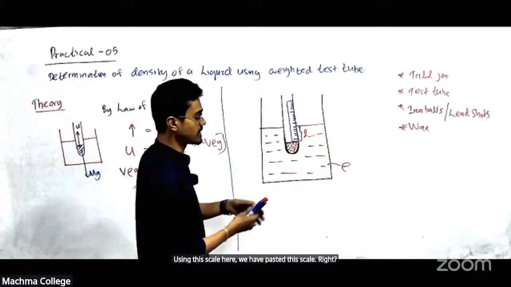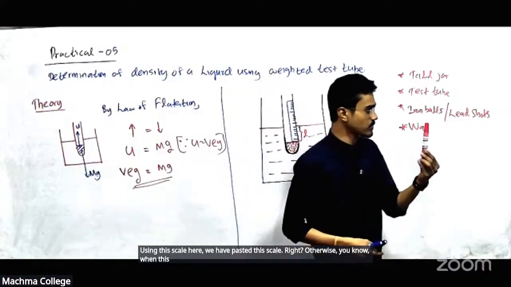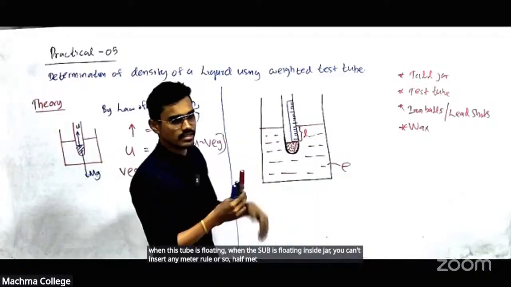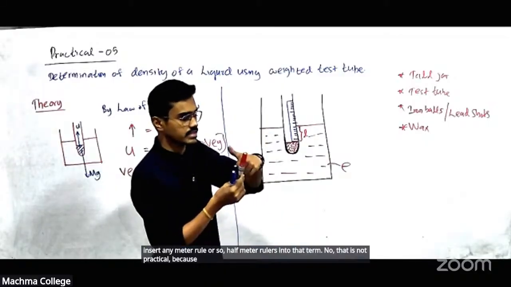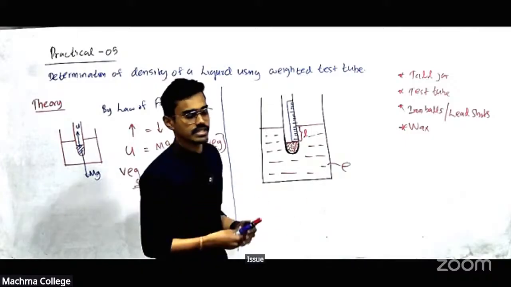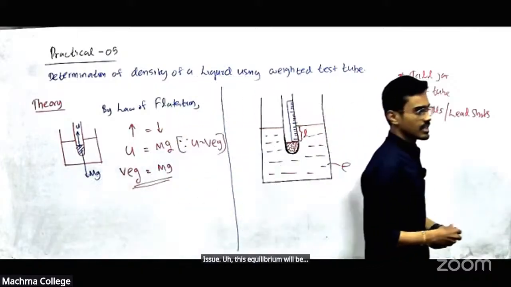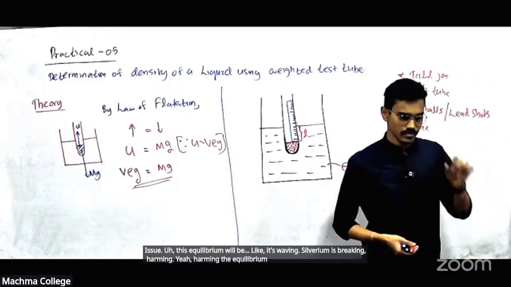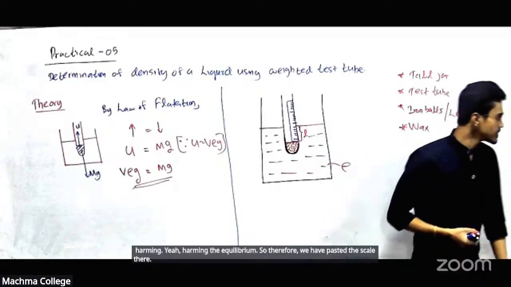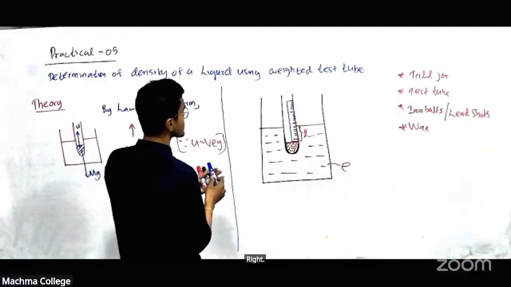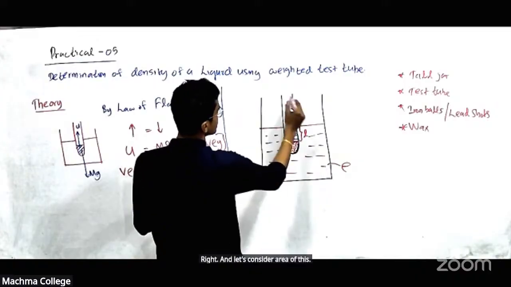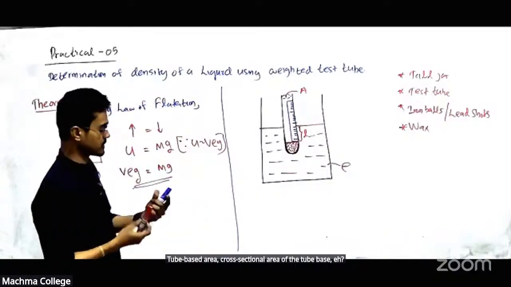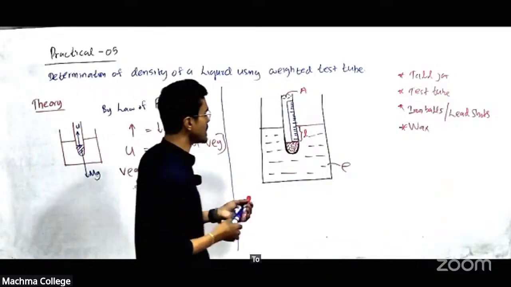Otherwise, when the test tube is floating inside the jar, you can't insert any meter rulers or half meter rulers into it. That is not practical, because when the meter ruler hits the test tube, the equilibrium will be waving. We are harming the equilibrium. So therefore, we have pasted the scale there. No questions? Right. And let's consider the cross-sectional area of the tube as A.